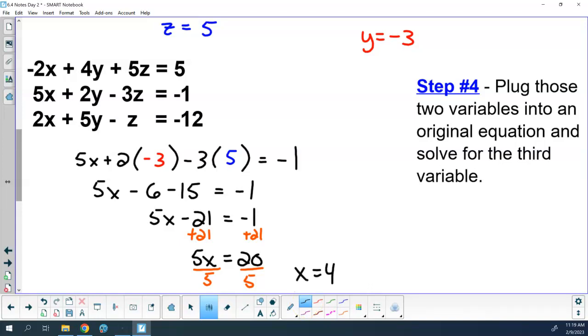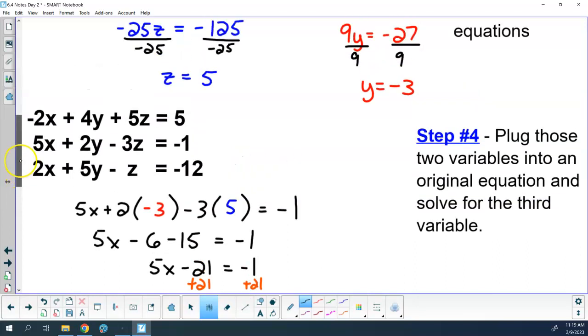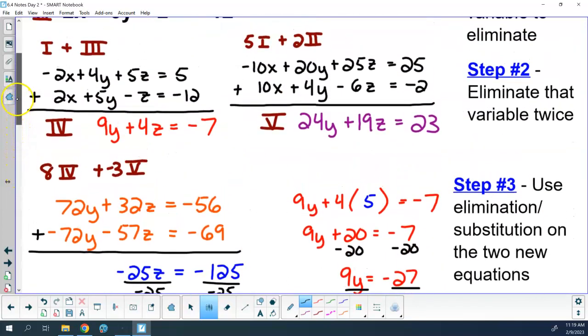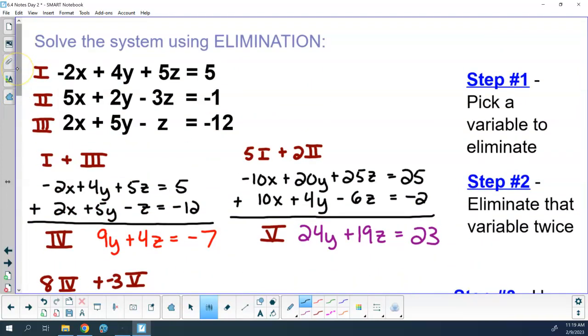What's up? Why do we add 1 and 3 at the end? What was the purpose of that? Because we had to eliminate x. Step number 2 said we had to eliminate that variable twice. So you had said x to eliminate. Right, so we have these two, got us to this one. Then we did these two, 1 and 2, to get us this one. That's why we can't just do it once, we have to do it twice. That's why we put twice.